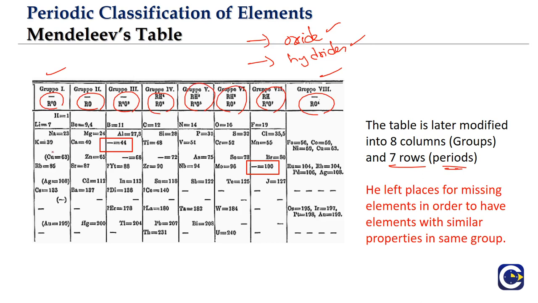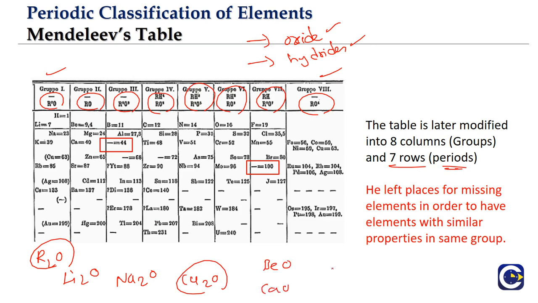Like if you look at the first group, the oxides will be of the form R2O. So if you look at lithium, Li2O, sodium, Na2O. Even copper forms Cu2O. If you look at the second group, beryllium will form what? BeO. Calcium, it will form CaO. Zinc, it will form ZnO.